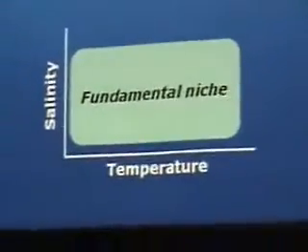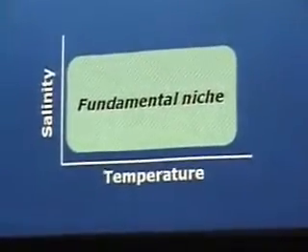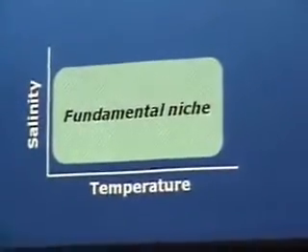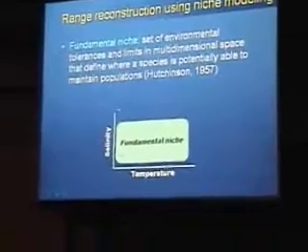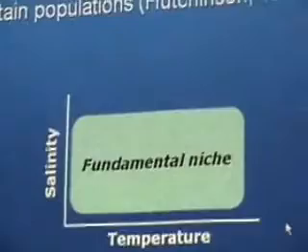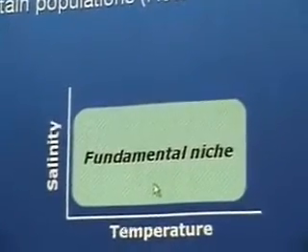The fundamental niche is the area in the theoretical ecospace where a species can live. So every species has environmental tolerances. My hypothetical brachiopod has certain salinity. It can't live in high salinity, it can't live in low salinity, it can't live if the temperature gets too warm. And so it lives within this set of variables.